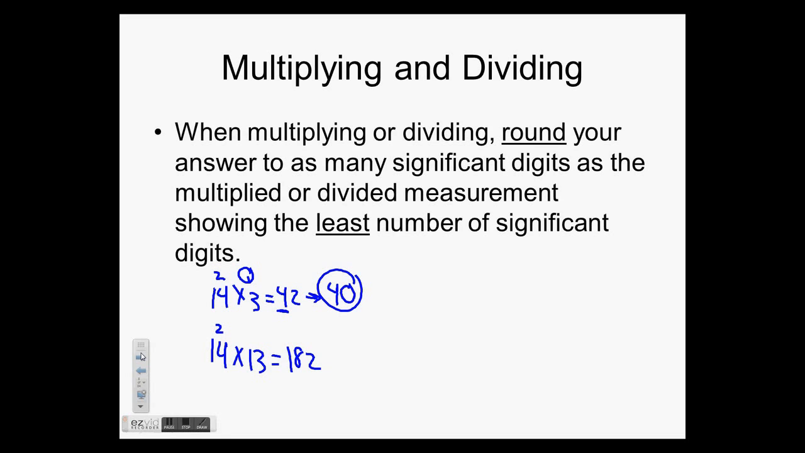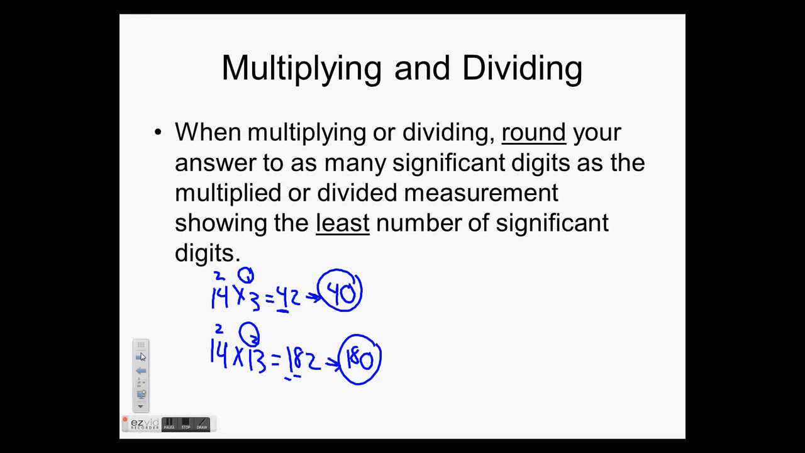Okay, how about 14 times 13? That equals 182. 14 has 2 significant digits, 13 has 2 significant digits, so my answer has 2 significant digits. So I write the first one down, and then look at the second one: does the 2 make that 8 a 9, or does it keep it an 8? It keeps it an 8, so I'm at 180 for my answer.